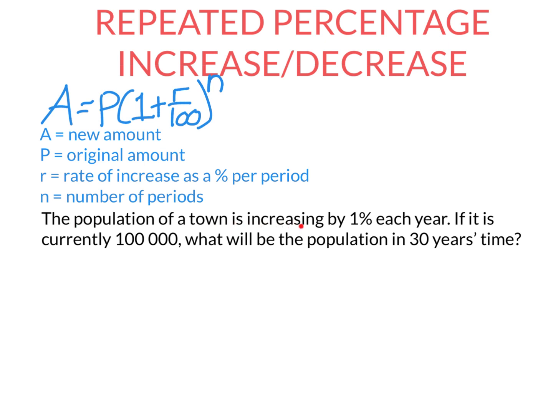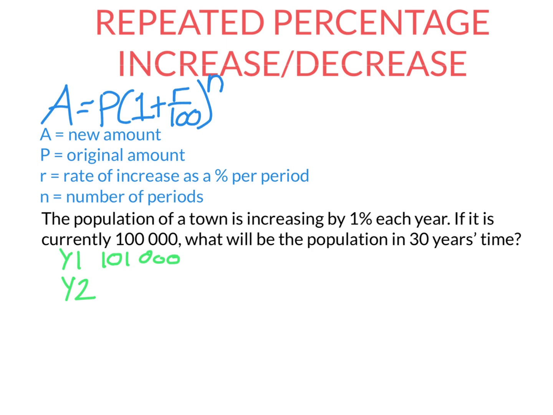So the population of a town is increasing by 1% each year, currently 100,000. What will be its population in 30 years' time? So it's not actually going to go up by 30%. See, what's happening is, in year one, the population's going to go up by 1%, so it's going to go up to 101,000. But in year two, it's going to go up by 1% of this larger number.